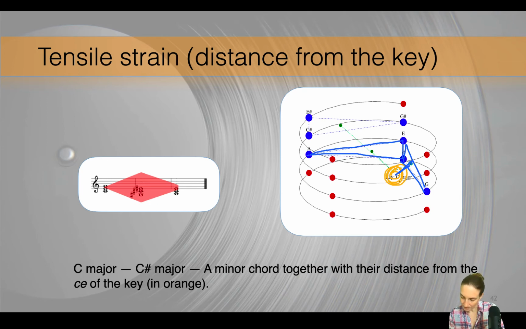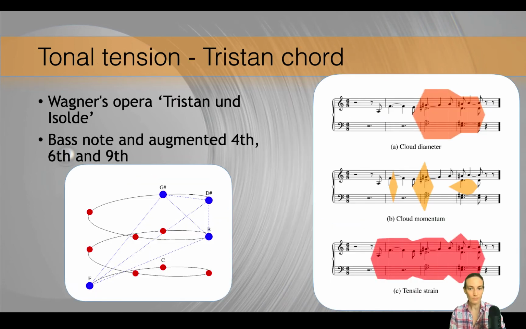A minor, pretty close still to the C major key. That makes sense. C sharp major, quite far away from the C major key. So this is great. This is just what we need in computer science. We need a model that can give us numbers about how tonal things are, how much tension is in things.